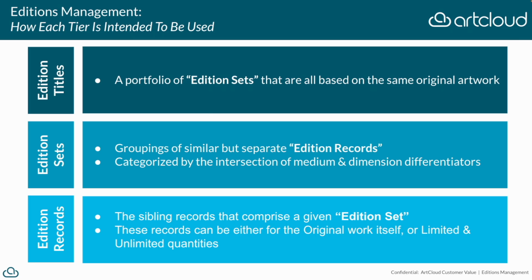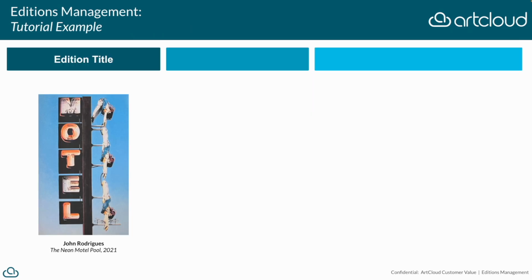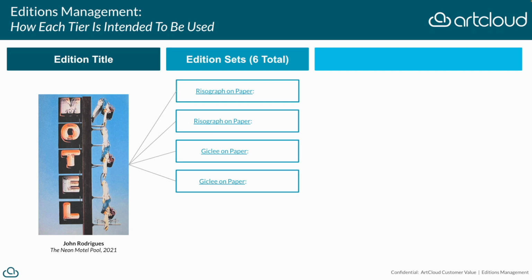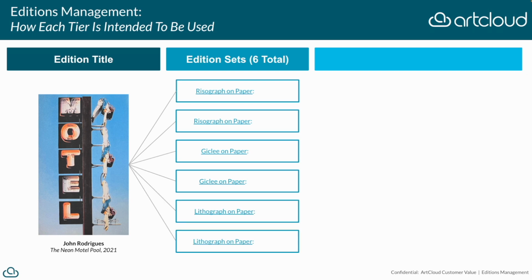Next, let's take a look at what all this means in real terms by exploring the sample data set we will use for the remainder of the videos in this series. We will be creating the editions for the work The Neon Motel Pool by artist John Rodriguez. The portfolio, based on a single work, is what we refer to as the edition title. Our gallery is only selling licensed prints of the work rather than the original work itself. We have access to prints across three mediums: risograph on paper, giclée on paper, and lithograph on paper.